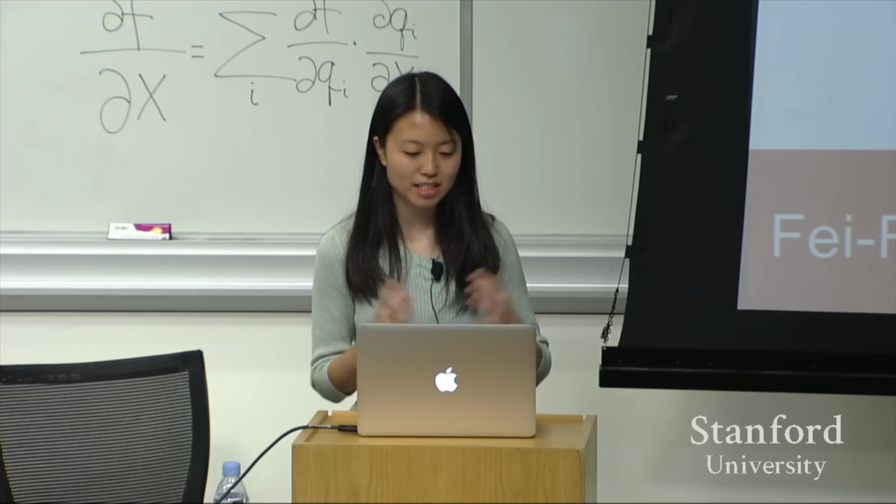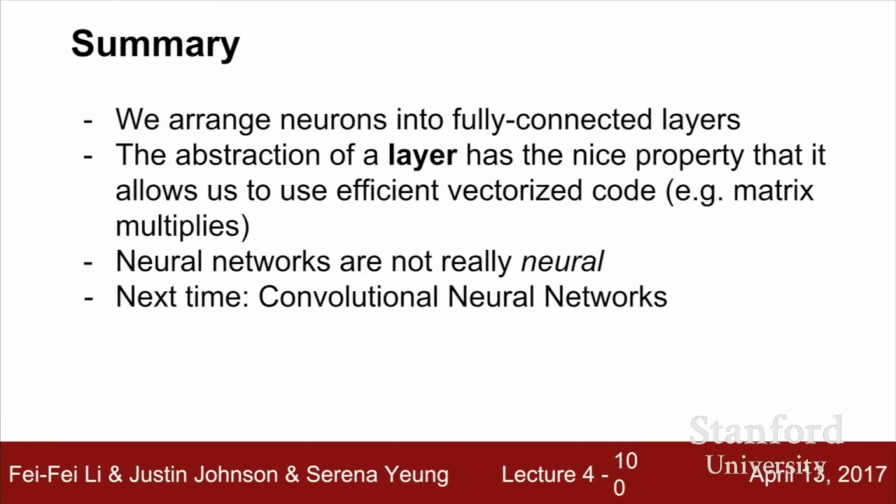Okay, so just to summarize, we talked about how we can arrange neurons into these computations of fully connected or linear layers. This abstraction of a layer has a nice property that we can use very efficient vectorized code to compute all of these. We also talked about how it's important to keep in mind that neural networks do have some analogy and loose inspiration from biology, but they're not really neural. This is a pretty loose analogy that we're making.